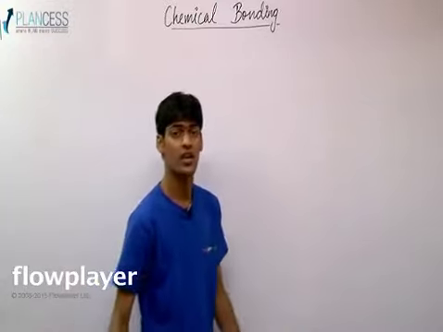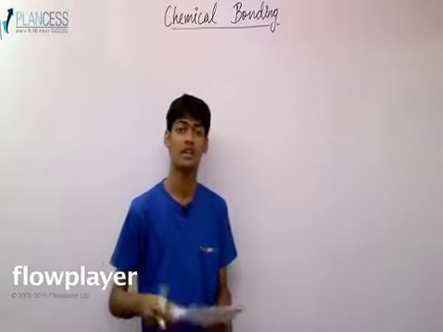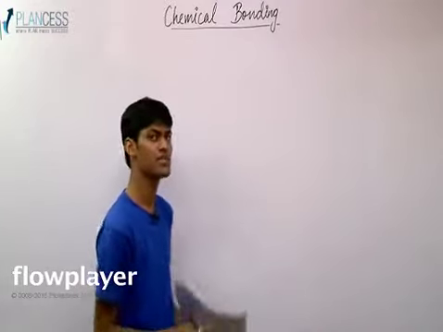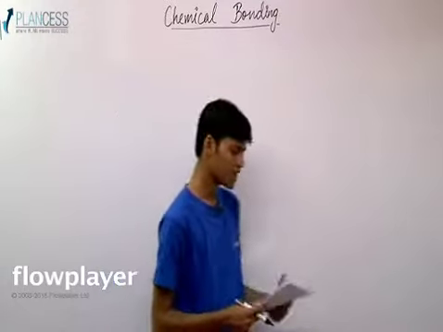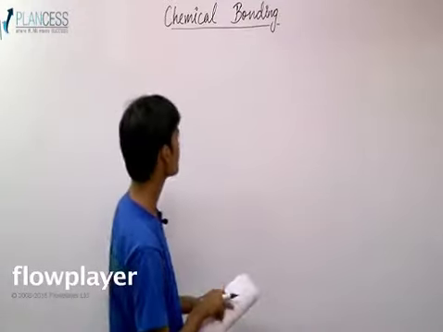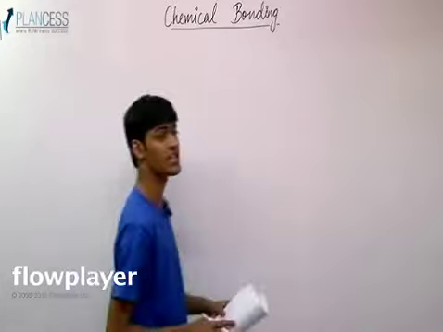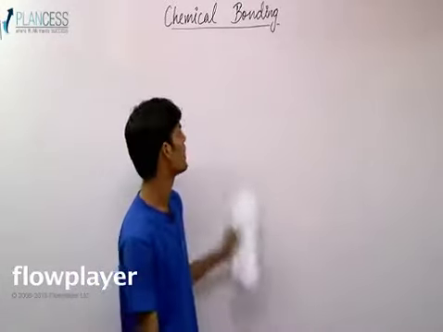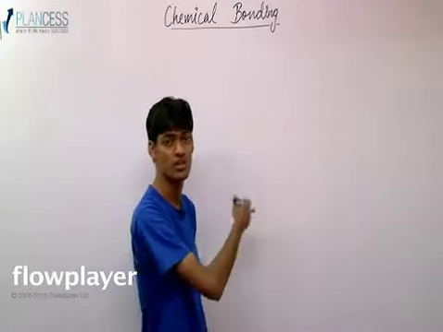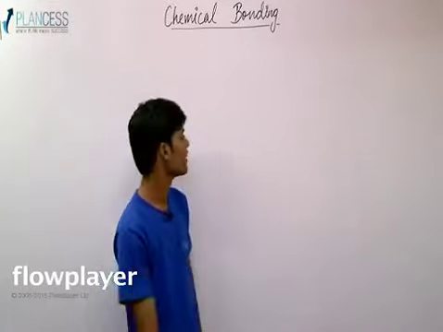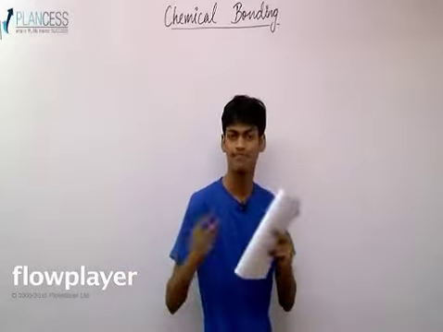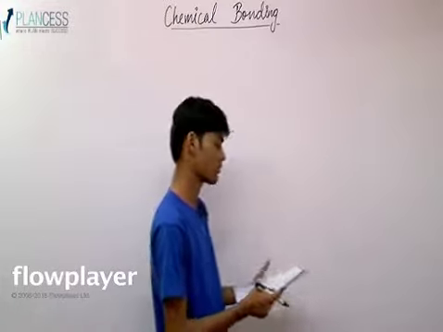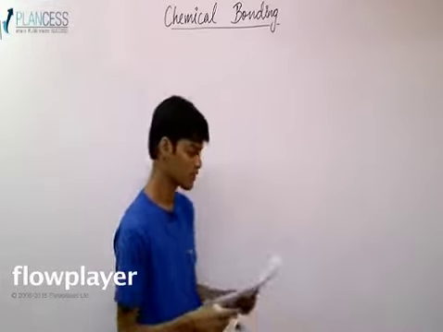The second criterion is that the atom which is present in the least number, which is fewer in number, can act as the central atom. The third criterion is that the central atom is the atom which can form the maximum number of bonds, which is equal to the number of valence electrons present in the atom. And the fourth criterion is that the atom having the highest atomic number, or the largest atom, acts as the central atom.